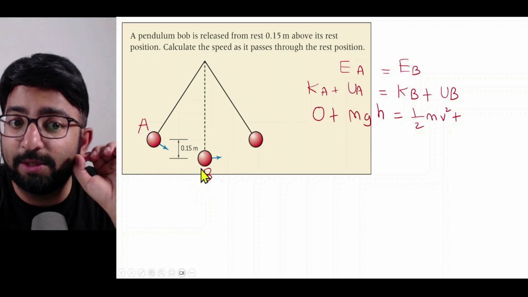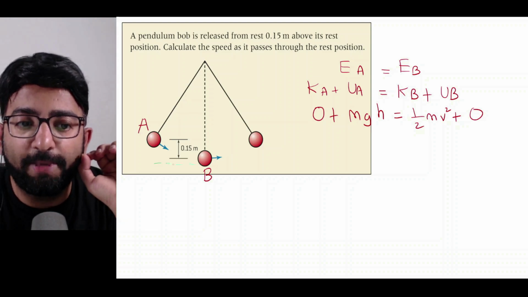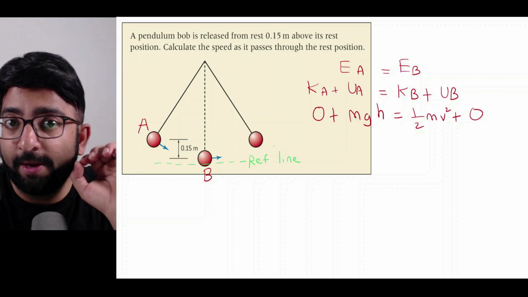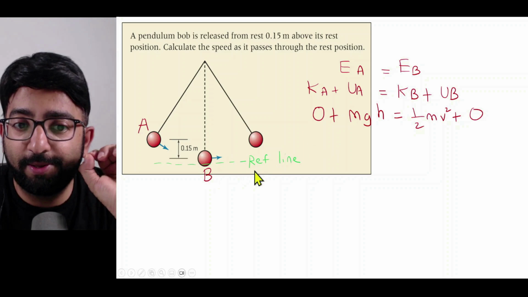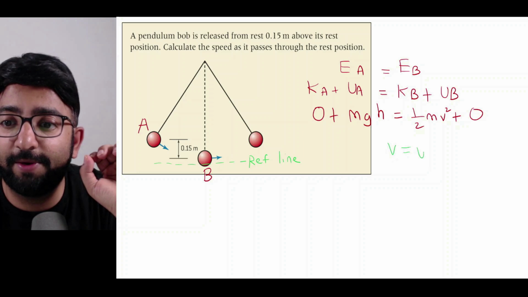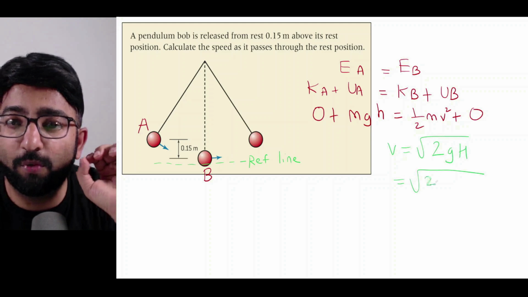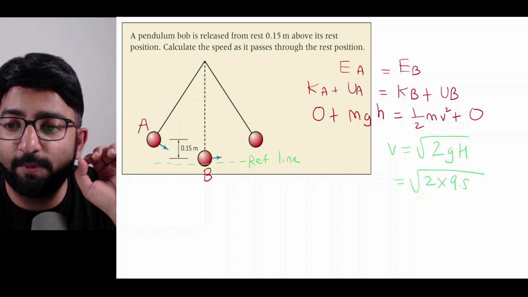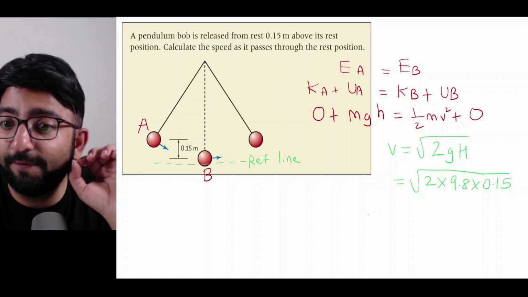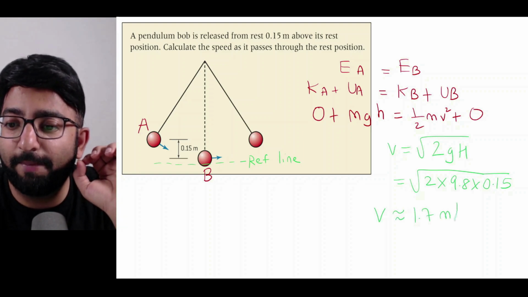And potential energy at the point B will be considered as 0 because we are considering the point B as our reference line. If you remember the concept, reference line is a point where we assume the gravitational potential energy to be 0. Now let's simplify this equation. If we make v the subject, we will get root 2gh. Let's put all the values in. Square root of 2, let's take the value of g as 9.8, and the value of height is given by 0.15 meters. Now if we simplify this expression, we will get an approximate value of 1.7 meters per second as the answer.